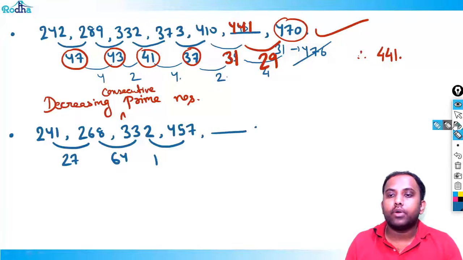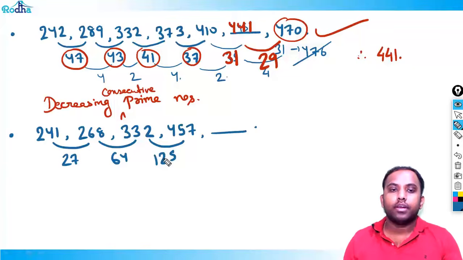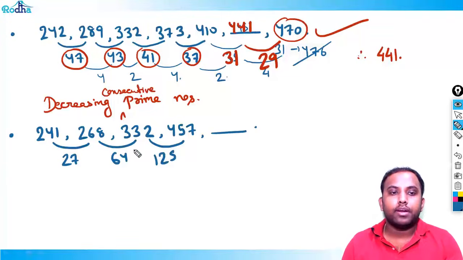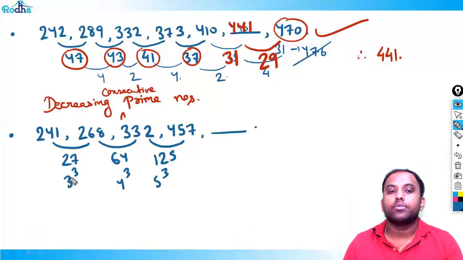What is the pattern? What is 27? What is 64? What is 125? This pattern is basically 3 cube, 4 cube and 5 cube. So the cube series is going on. Next will be 6 cube, that is 216.